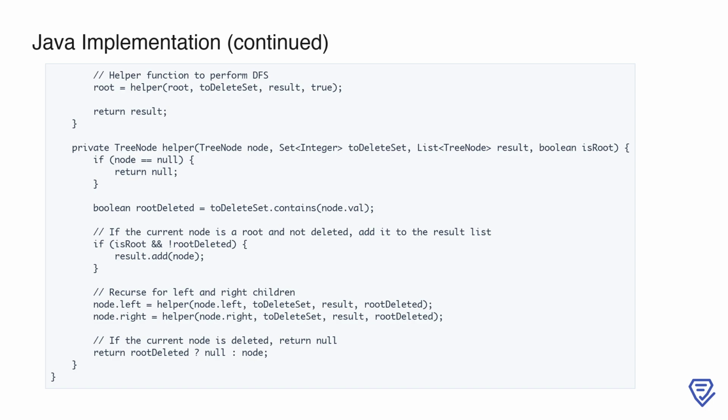We then recursively call the helper method for the left and right children, passing the root deleted flag to determine if the children become new roots. Finally, if the current node is marked for deletion, we return null to remove it, otherwise, we return the node itself, maintaining it in the forest.